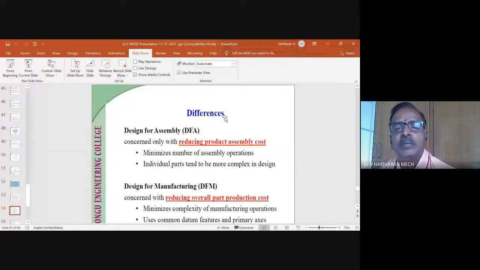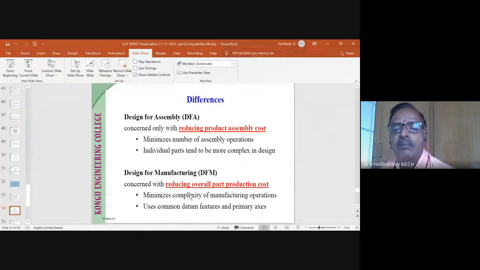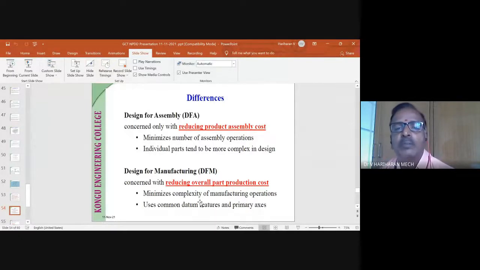Then what is the difference between design for assembly and design for manufacturing? Design for assembly is concerned only with reducing product assembly cost and minimizes the number of assembly operations. Individual parts tend to be more complex in design. So to reduce the assembly cost, design for assembly is very important. Here, to reduce the overall part production cost, minimize the complexity of manufacturing operations, and use common datum features and primary axis. For manufacturing, the tolerance level will be based on your primary axis. So this is a very important thing.